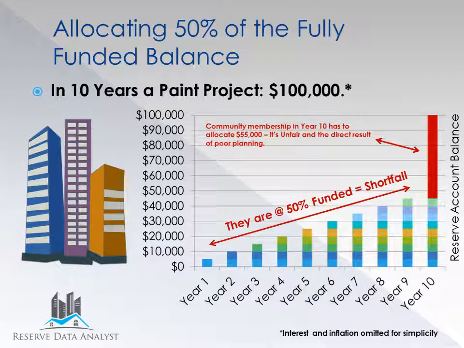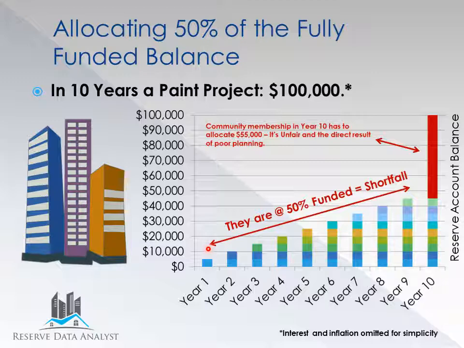Now let's look at a different scenario. In this case, this community is allocating half of the fully funded balance into the reserve account in each year. So they are depositing $5,000 into the reserve account instead of an ideal amount of $10,000, which is also the fully funded balance.